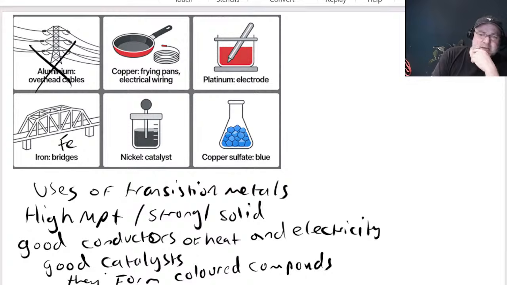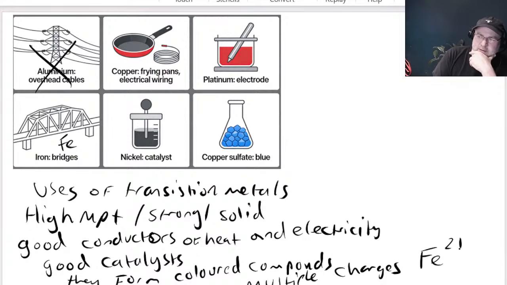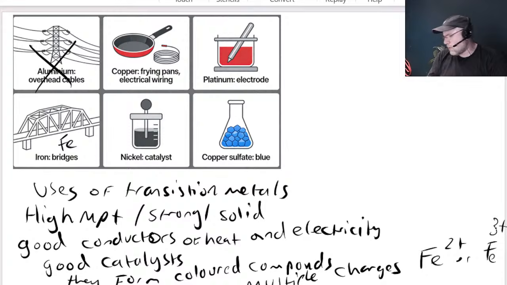Yeah, and the last thing, they have multiple charges. So like iron can be Fe2+ or Fe3+. Okay, cool.